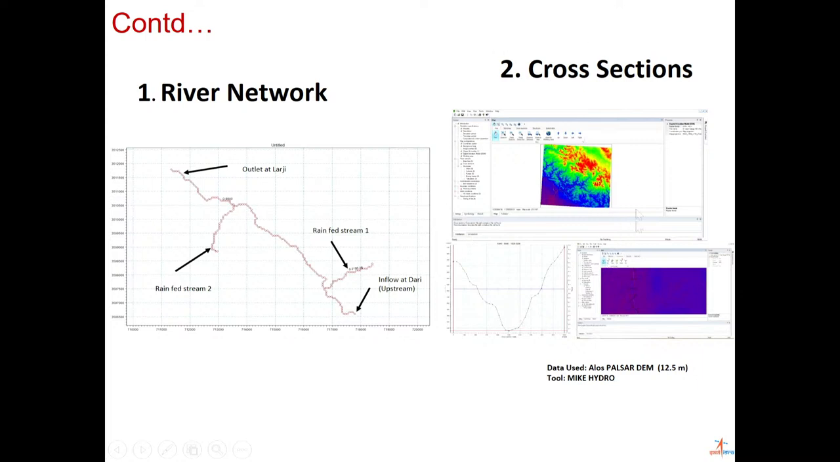The interface you are seeing is the interface of MIKE Hydro, where you add the river network that we have generated, and you add the DEM from which you want to extract the channel and floodplain geometry. You feed those, then you follow certain steps, and you can generate the cross sections like this, right from upstream to downstream. So this is the second step, where you can generate the cross sections.